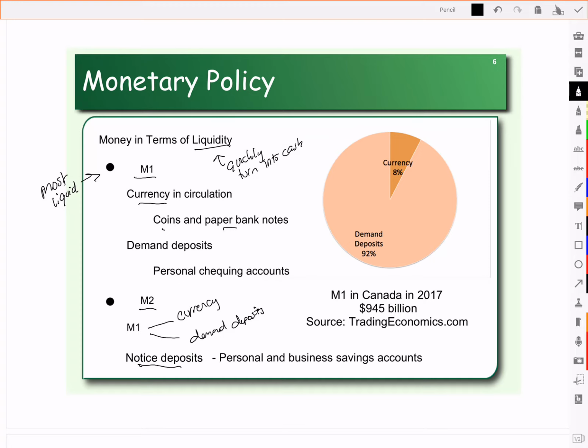Now think about when you want to pull out cash from your savings account, right? There's typically a day or two delay to pull money from your savings account. Why? Because that savings account accumulates interest. And because there's a little bit of a delay in terms of accessing that money, it is less liquid. So M2 is a less liquid form of money.